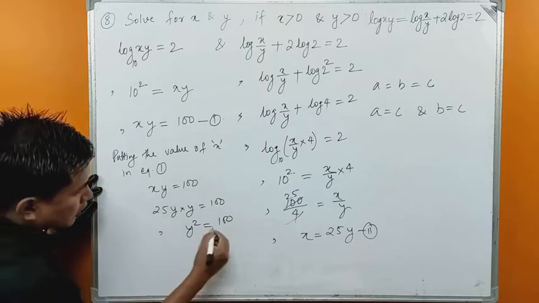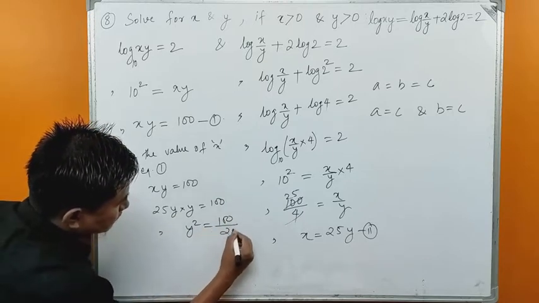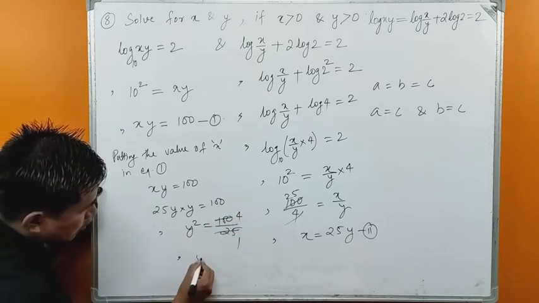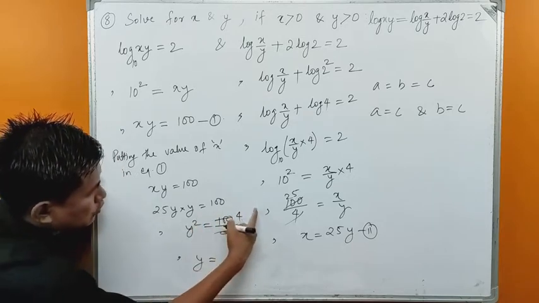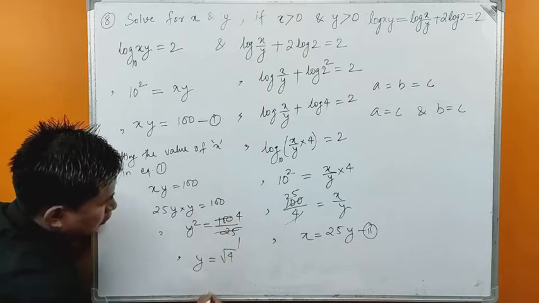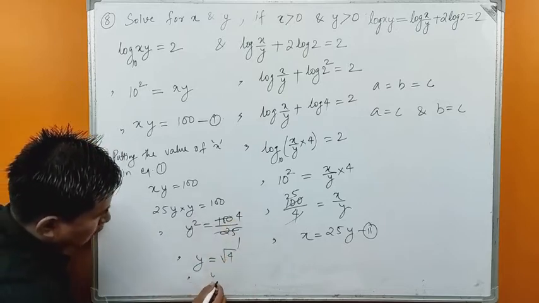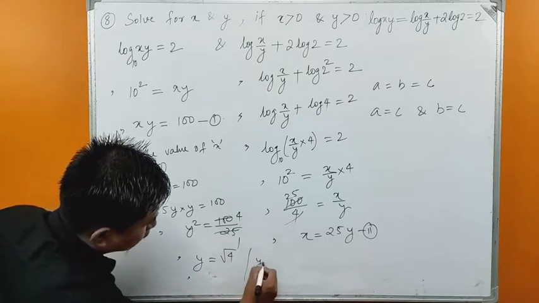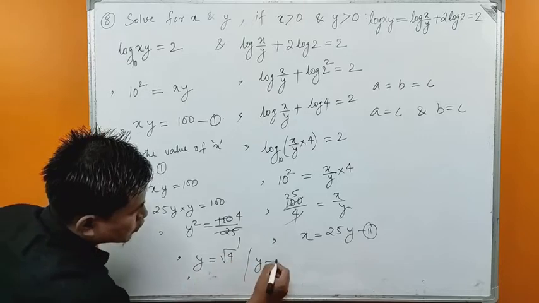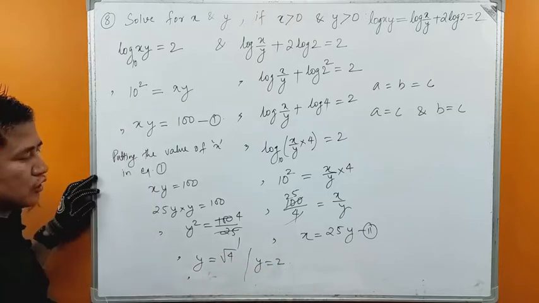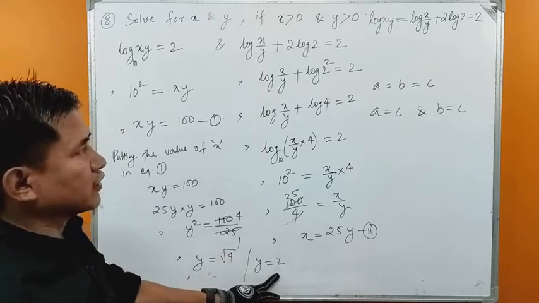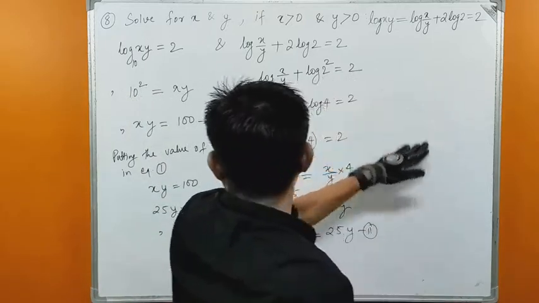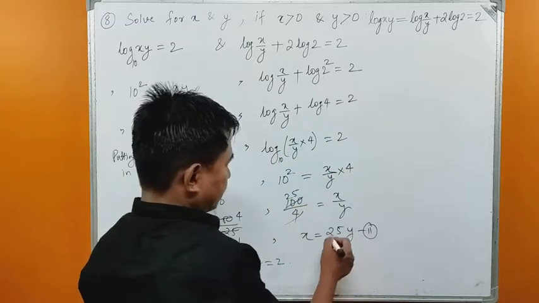Now let me take this 25 to the denominator by cross multiplication. 25 1s are 25, 25 4s are 100. The square goes to the right hand side and becomes root under 4. Y equals root under 4, which means 2 2s are 4, so y equals 2. So we found the value of y, isn't it? Now let me find the value of x.